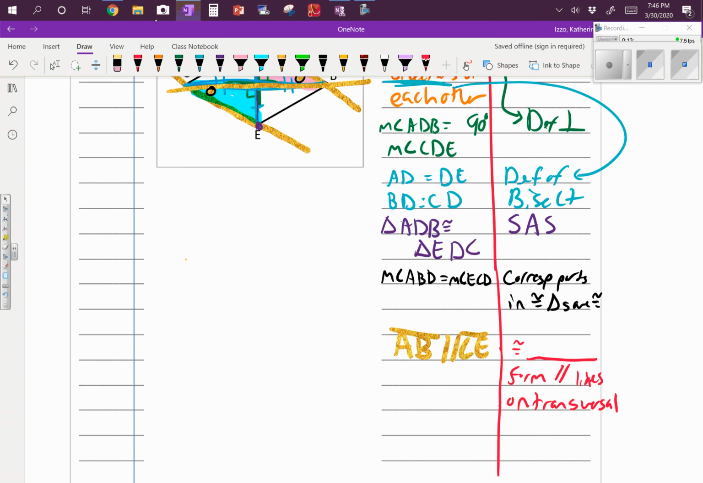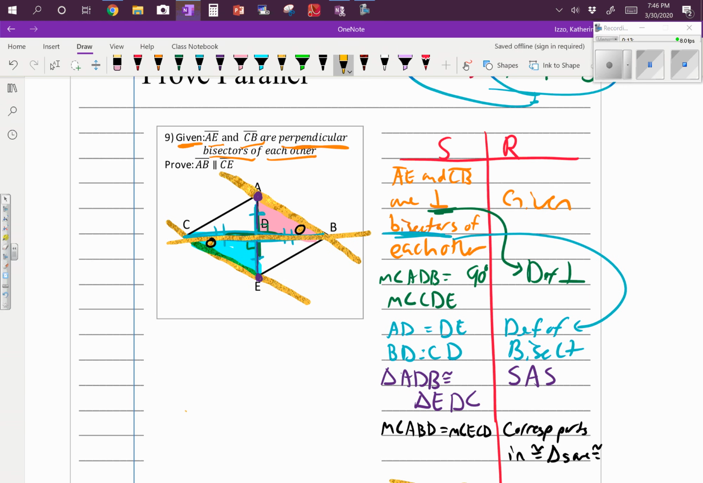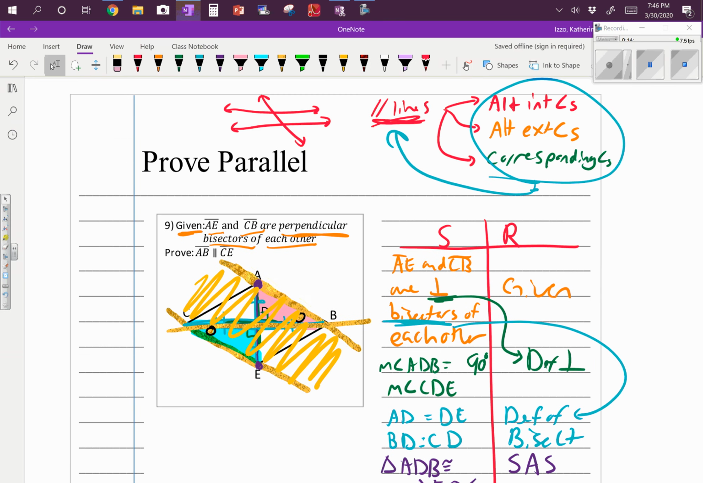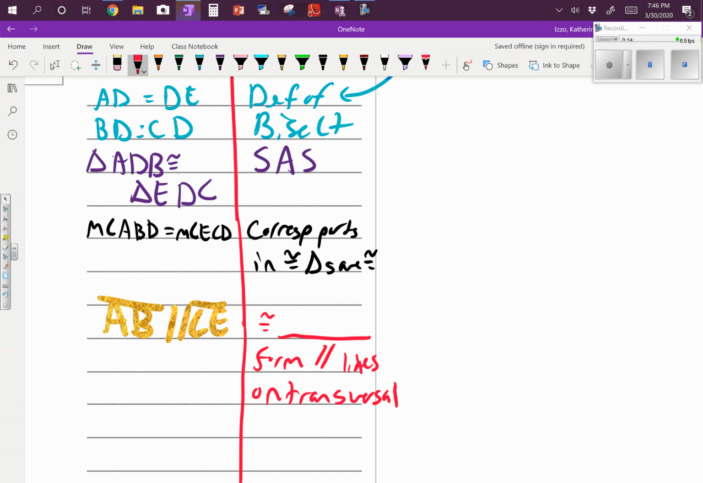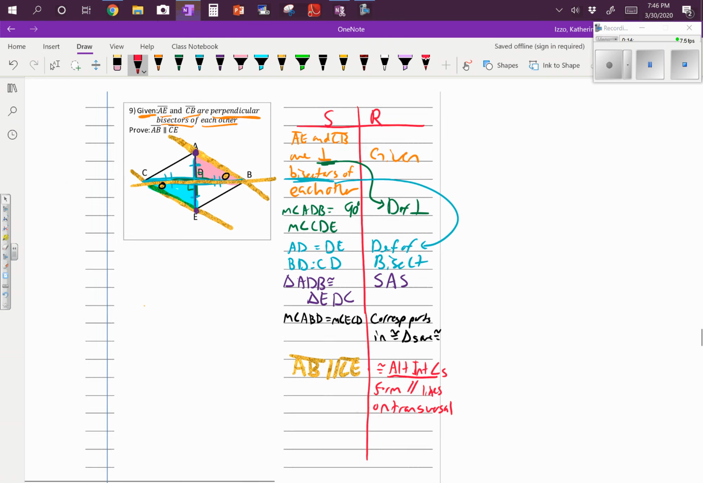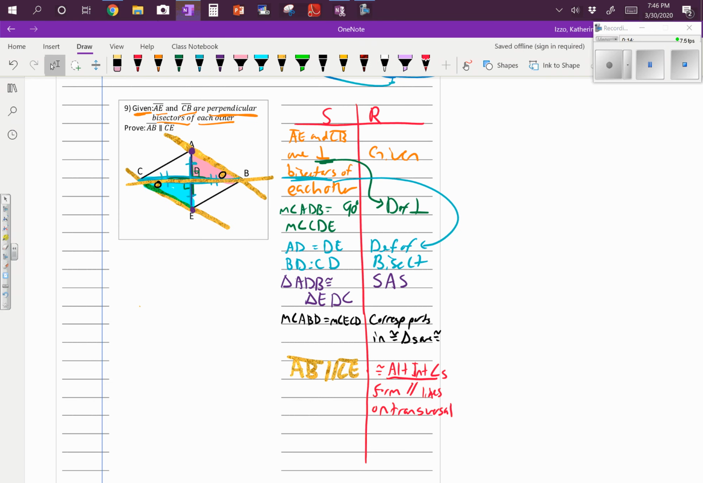So, going back to these parallel lines, are my triangles inside, outside? Is one inside, one outside? In this case, they're both inside my sparkly gold parallel lines. So they're going to be alternate interior angles. And that is how we prove two lines are parallel.